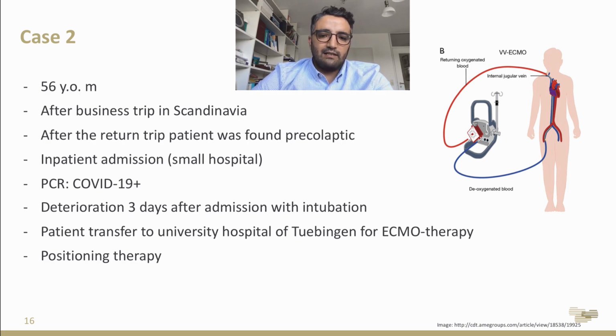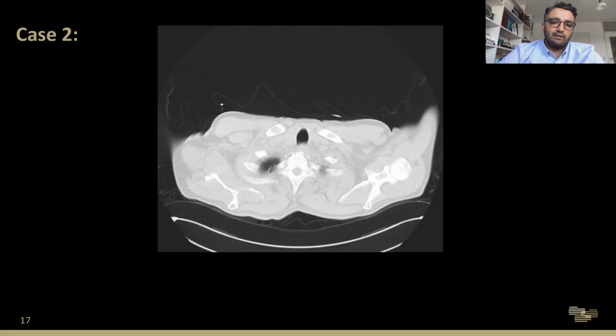This patient had a CT before he came to us. You see consolidations. You see bilateral ground glass, no pleural effusion.